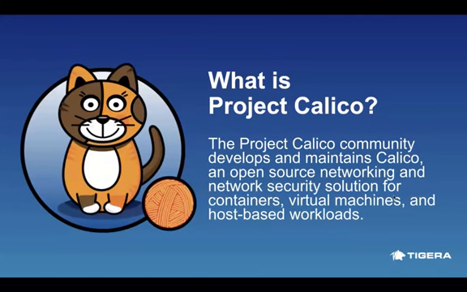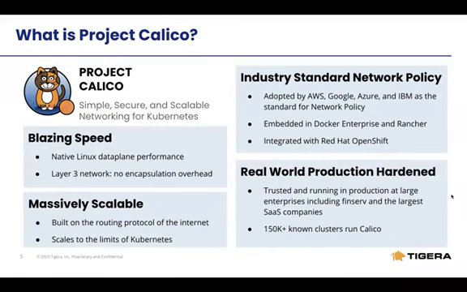So what is Project Calico? It is a community-driven open source project that was started around the same time as Kubernetes. It is a solution for Kubernetes networking and network security that aims to make it extremely simple to connect your pods and secure them. And we go beyond that to provide similar functionality around security for virtual machines and host-based workloads in a cloud-native way.